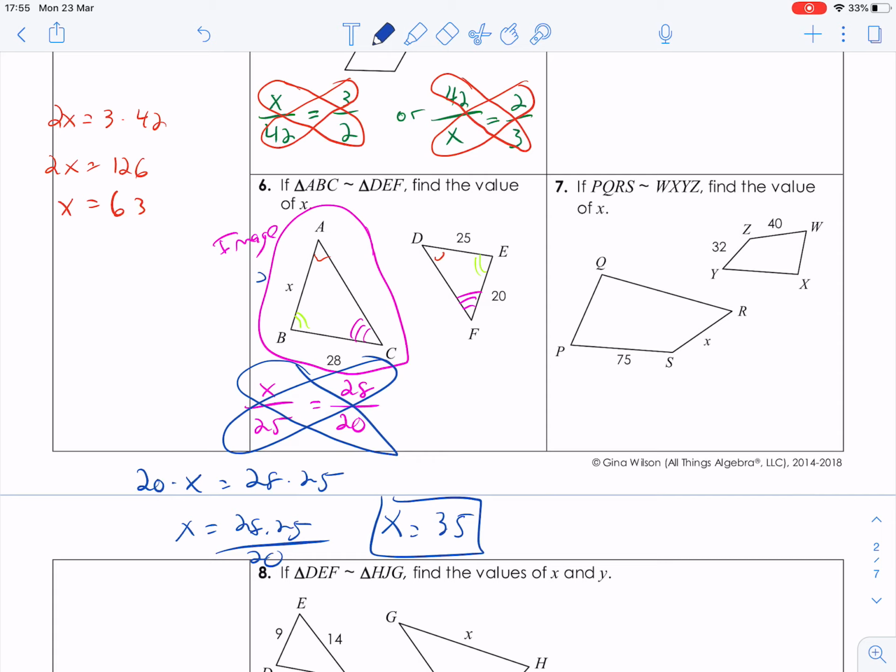And does that make sense? 35, that's between green and red. Yep, 25 to 35. Yeah, seems about right. Let's check. Does 35 to 25 go with 28 to 20? If we simplified both, what could we simplify this by? Divide by 5, does that help? Yep, so divide by 5, that's going to give us 7/5.